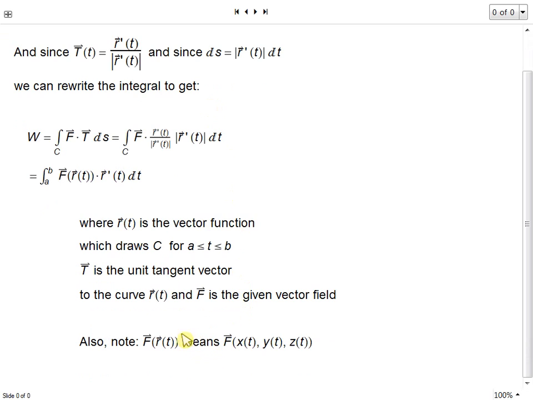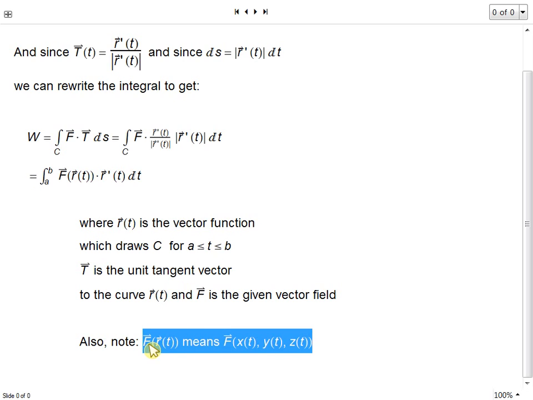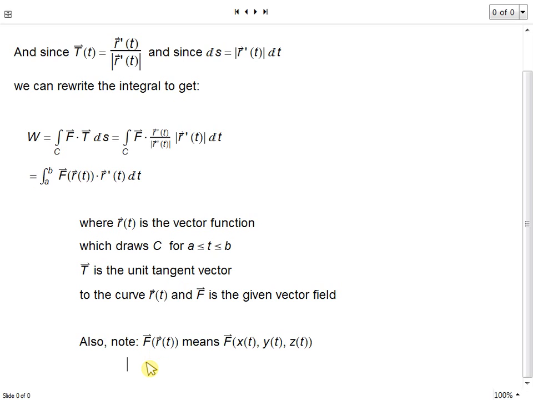So I put that down here. Note, is that in your notes? Is this thing at the very end in your notes? It's not there. I think I added that in last semester before I had printed that out. So just remember that that's what that means. F of r of t means you replace each component inside F.